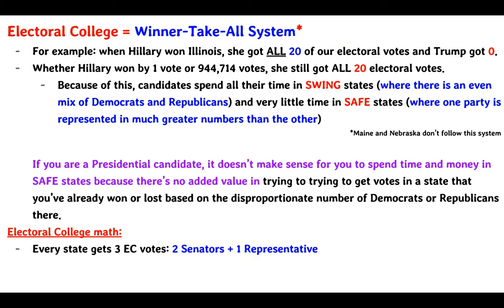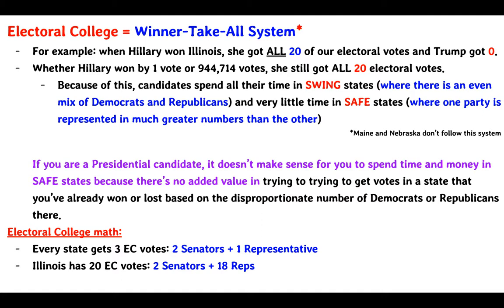Every state, no matter how big or how small, starts with 3 electoral college votes because every state, North Dakota, South Dakota, Montana, Vermont, they all have 2 senators and 1 representative. Those are our smallest states. So everybody starts with 3, okay? Illinois, at least for the time being until the census goes through, has 18 representatives and 2 senators. So we have 20 electoral college votes.